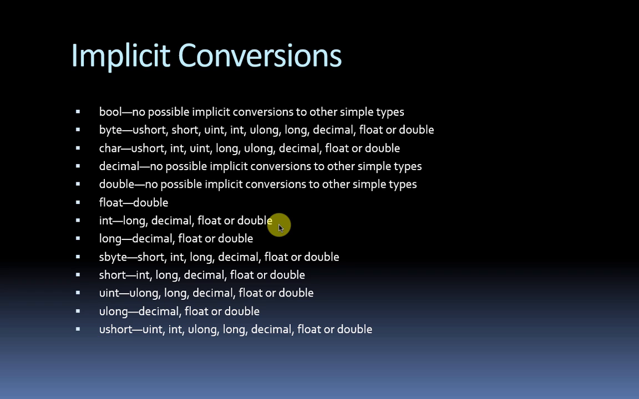Similarly, if I take a value of a type such as double and pass it where an int is expected, no implicit conversions are allowed for type double. In that case, the compiler is going to generate an error for me, and that will help me eliminate potential problems at compile time.